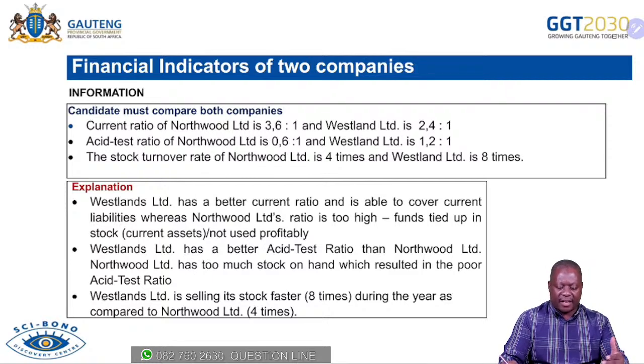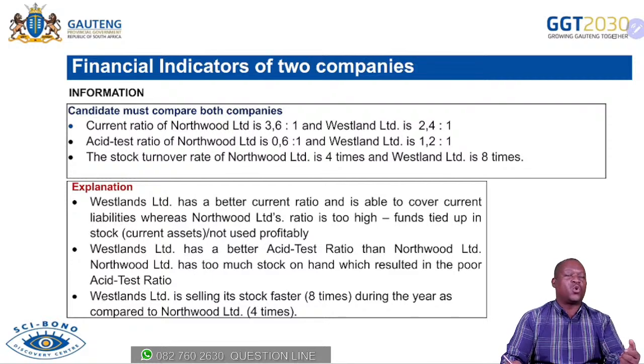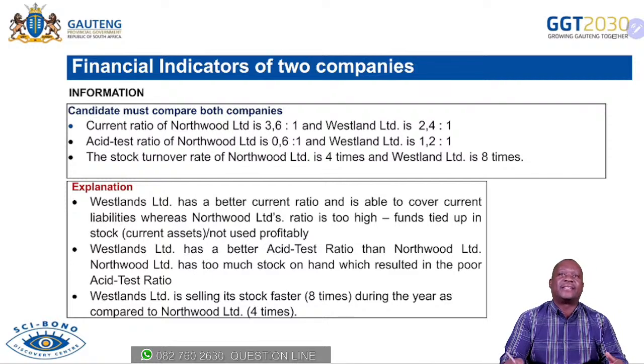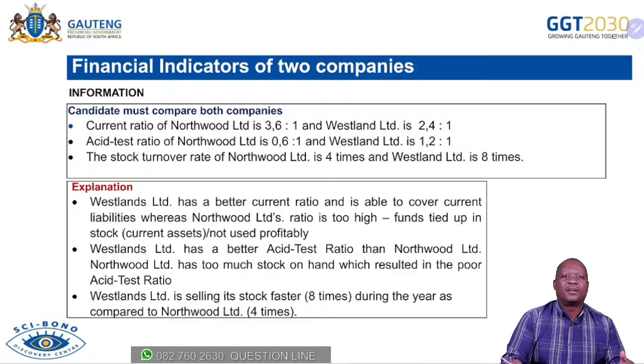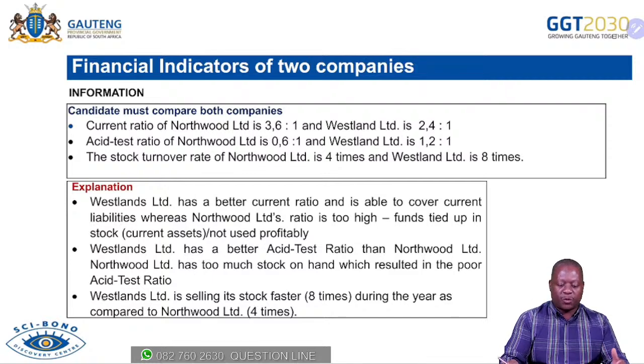Also, we can say Westland Limited is selling its stock faster. That is 8 times during the year as compared to Northwood Limited at 4 times. So it therefore means you can see all the scales are tilted towards Westland Limited as the better of the two companies. So we can safely say your friend has good accounting or financial indicators and knowledge to be in a position to make a decision.